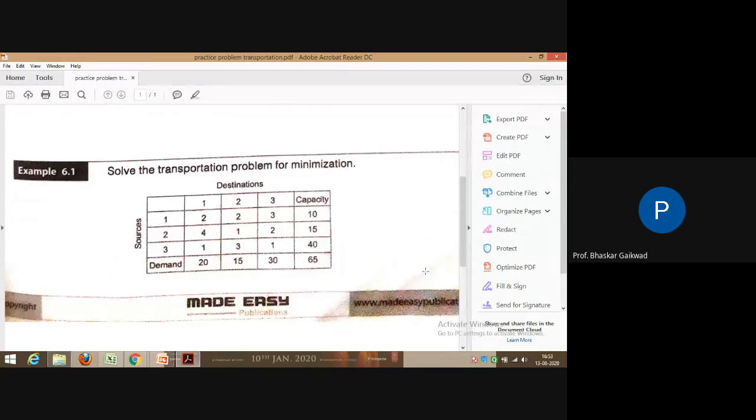If you solve these problems by using least cost methods, these are very important questions to be asked in your GATE exam. Okay. Now the same problems you have to solve by VAM methods, Vogel's approximation methods. Start now.